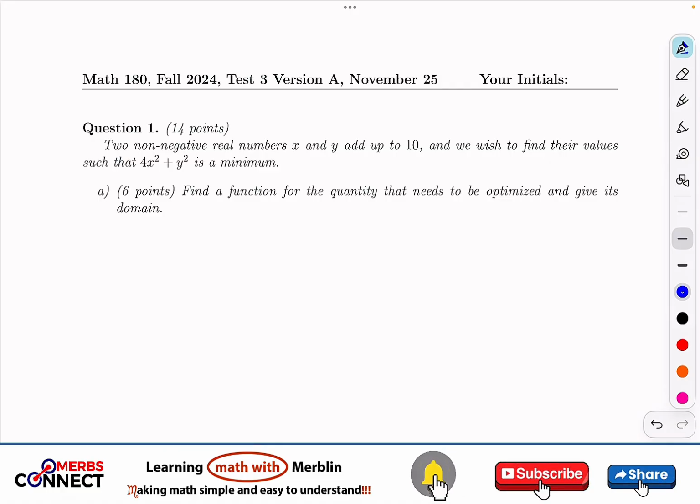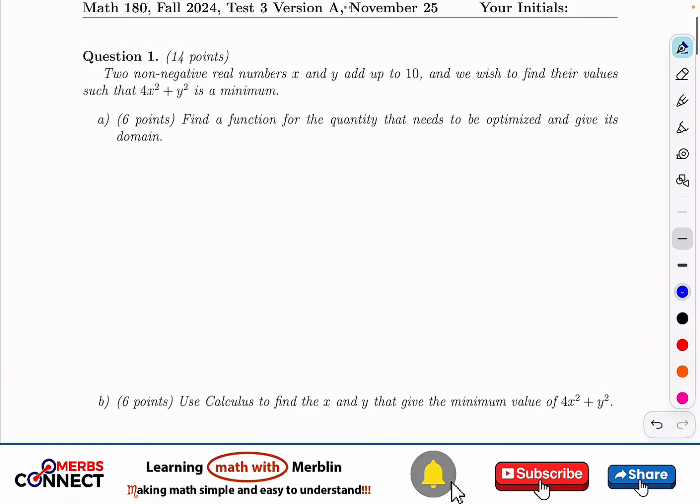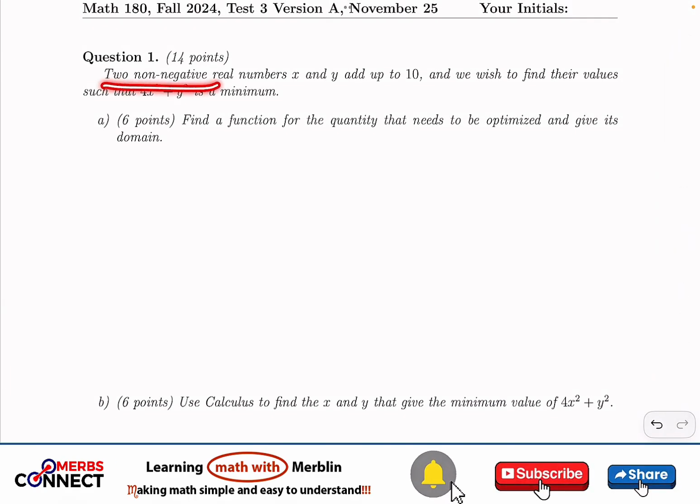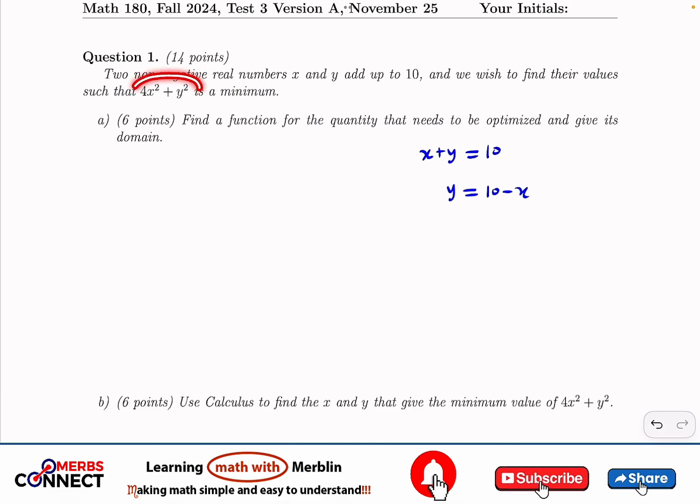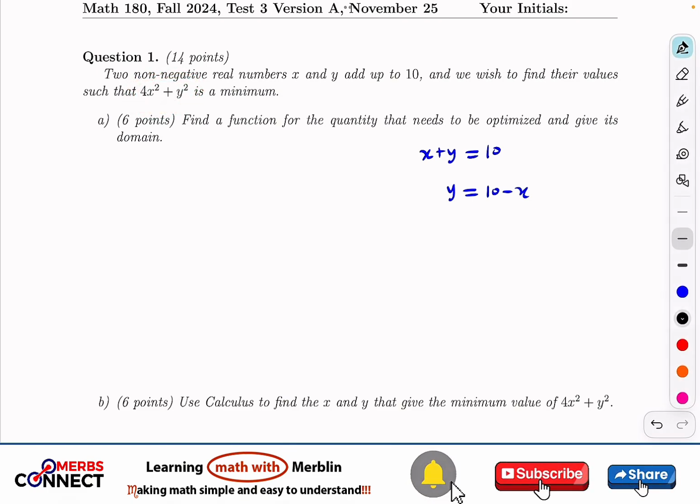Now let's look at the first question here. The first question is an optimization question, right? It says that we have two non-negative real values, x and y, that add up to 10. So x plus y should be equal to 10. From here, I can make y the subject and have 10 minus x. Now we want to minimize this function: 4x squared plus y squared. We need to minimize this.